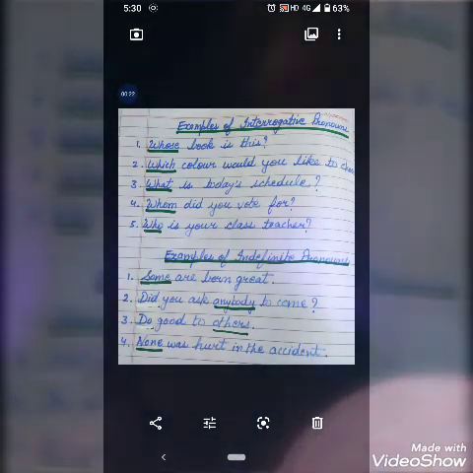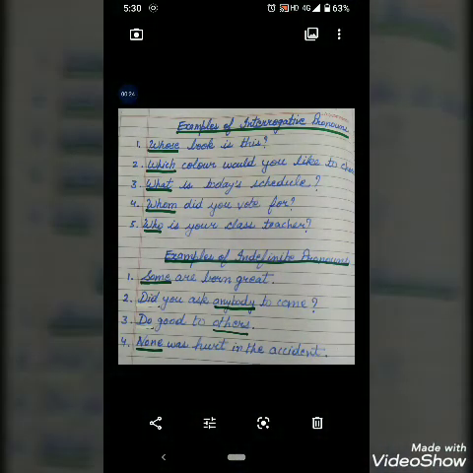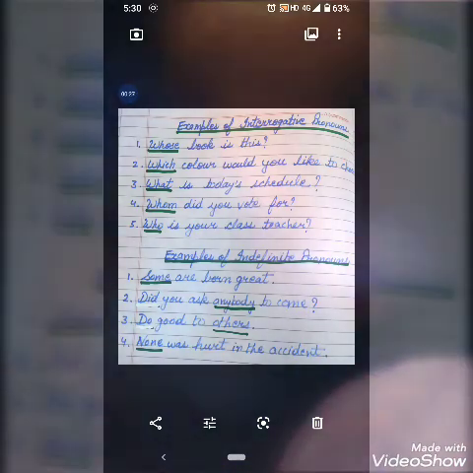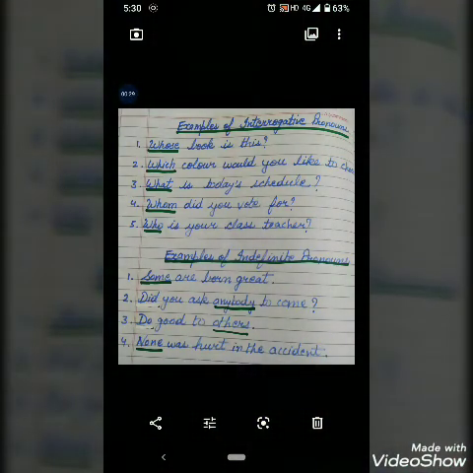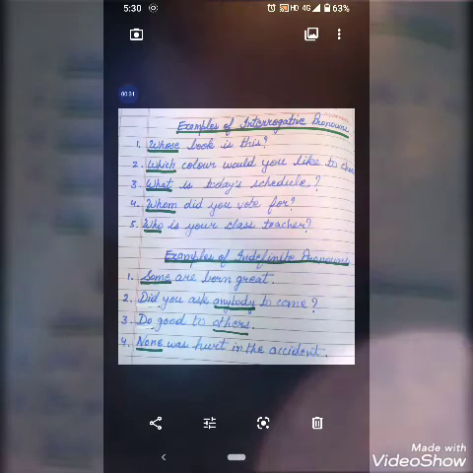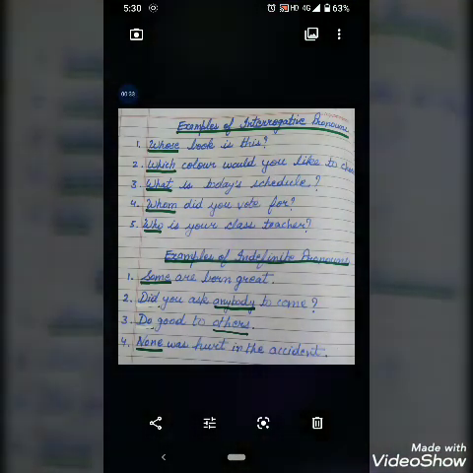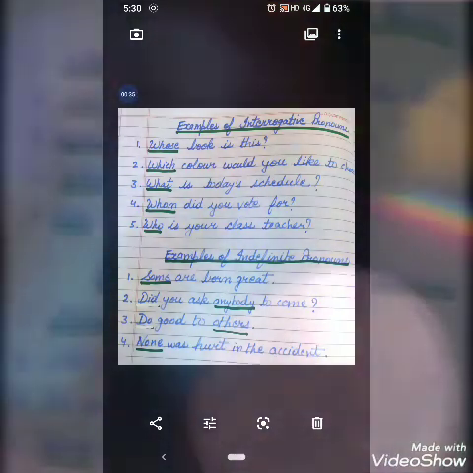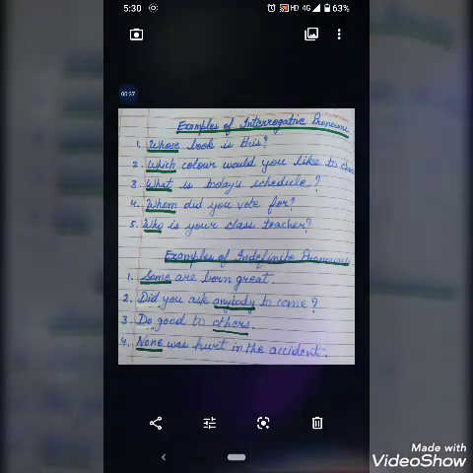Dash is today's schedule. What is today's schedule? Aaj ka schedule kya hai? Dash did you vote for? Whom did you vote for? Aapne kisko vote diya? Dash is your class teacher? Who is your class teacher? Aapki class teacher kaun hai?